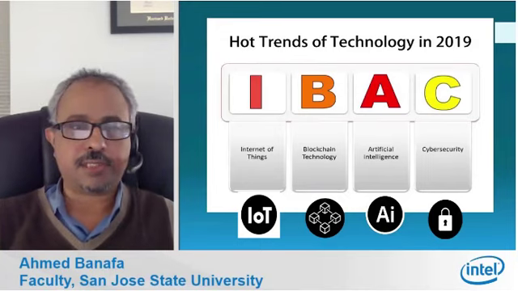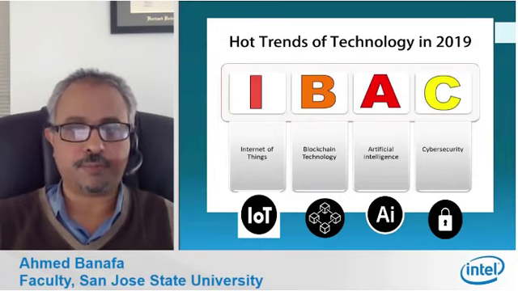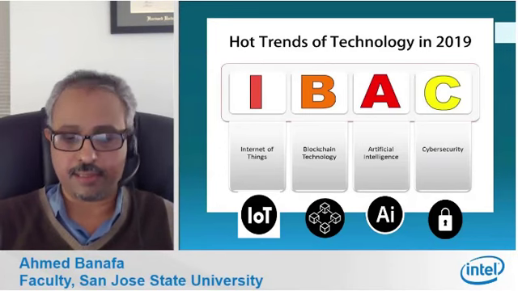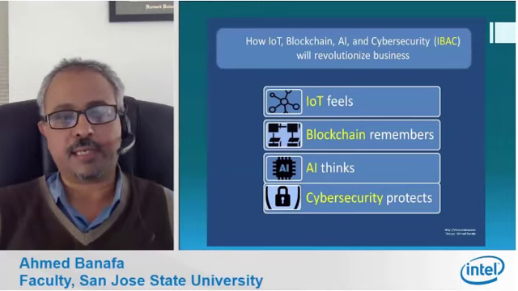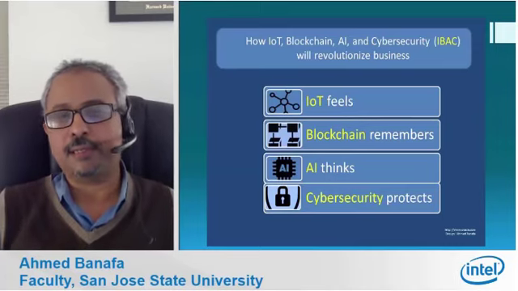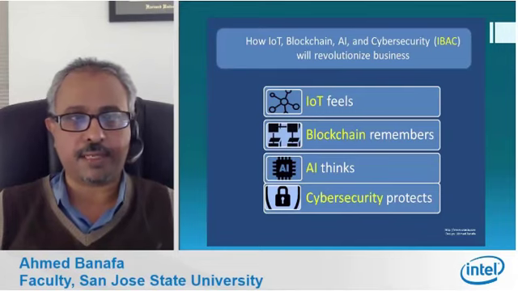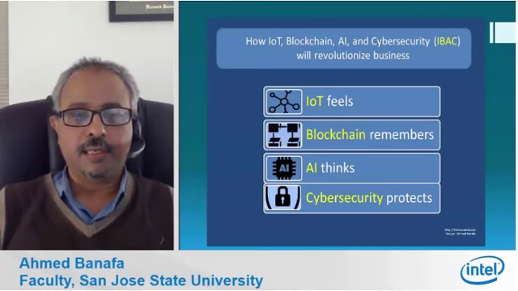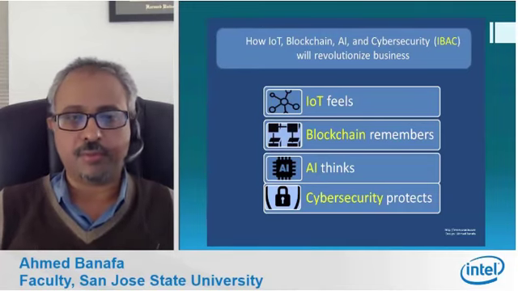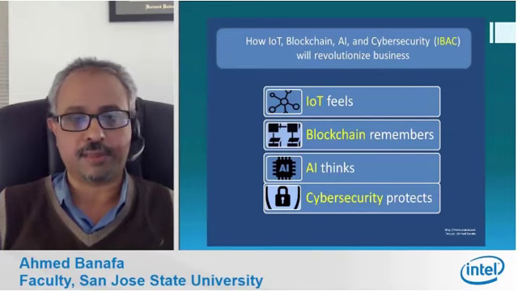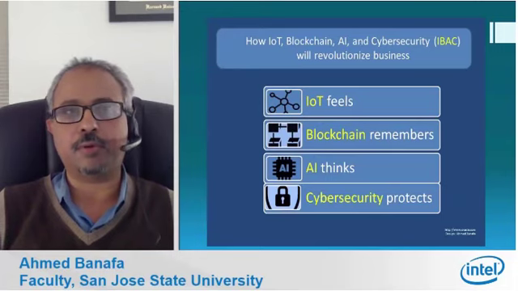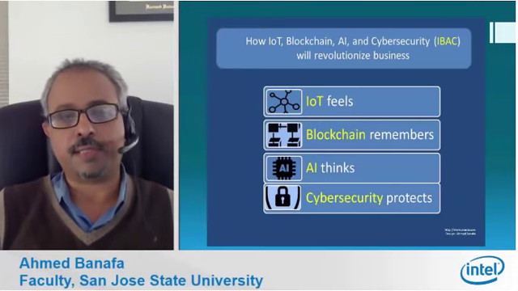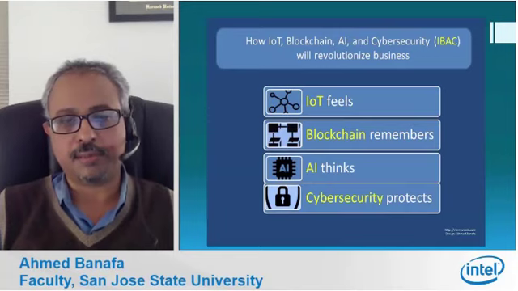The next slide will make it much easier for you to explain the four components of IBAC to anybody who is not in the industry. This is one simple way you can show people what it means when you're talking about the IBAC technologies. Internet of Things, or IoT, feels, blockchain remembers, AI thinks, and cybersecurity protects. If you keep this in mind, it's going to be very clear why we are focusing on making Internet of Things more robust, more and more open, and adding more companies and more products to Internet of Things.